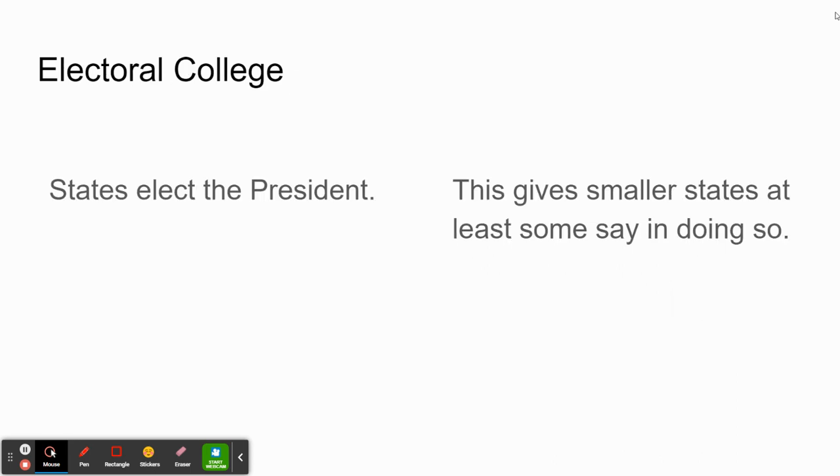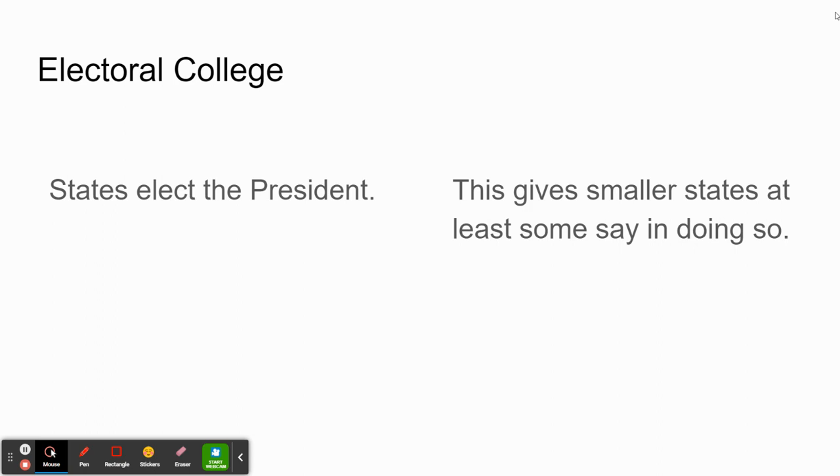The president, remember, is elected by the Electoral College, not directly by the people. It's the states, their representatives, their electors that elect the president. The reason we have this is because it gives the smaller states at least some say in electing a president. If there was no Electoral College, then it would simply be California, Texas, Ohio, Florida, New York. They'd elect the president, and the rest of us would just be out of luck.